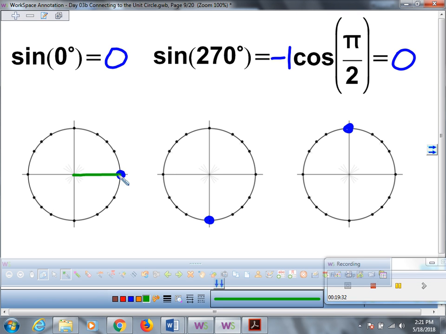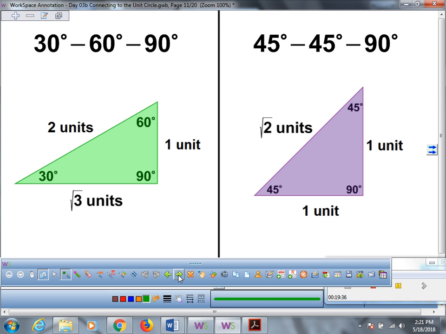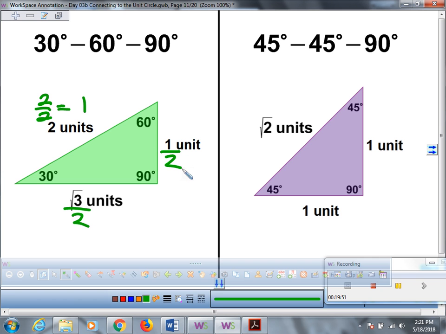It's just similar. So if I were to change these units, I would just divide everybody by 2. So 2 divided by 2 equals 1. Root 3 divided by 2 is root 3 over 2. And 1 over 2 is 1/2.